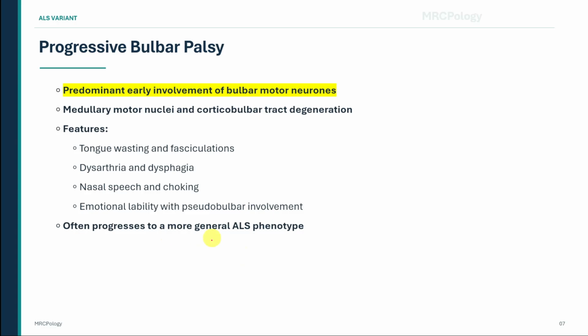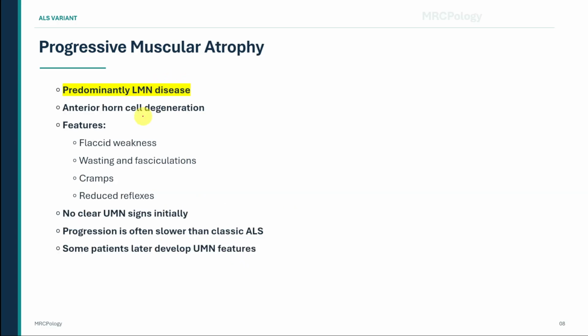Progressive muscular atrophy is predominantly a lower motor neuron disorder. It causes flaccid weakness, wasting, fasciculations, cramps, and reduced reflexes without clear upper motor neuron signs initially. Progression is often slower, although upper motor neuron signs may appear later.